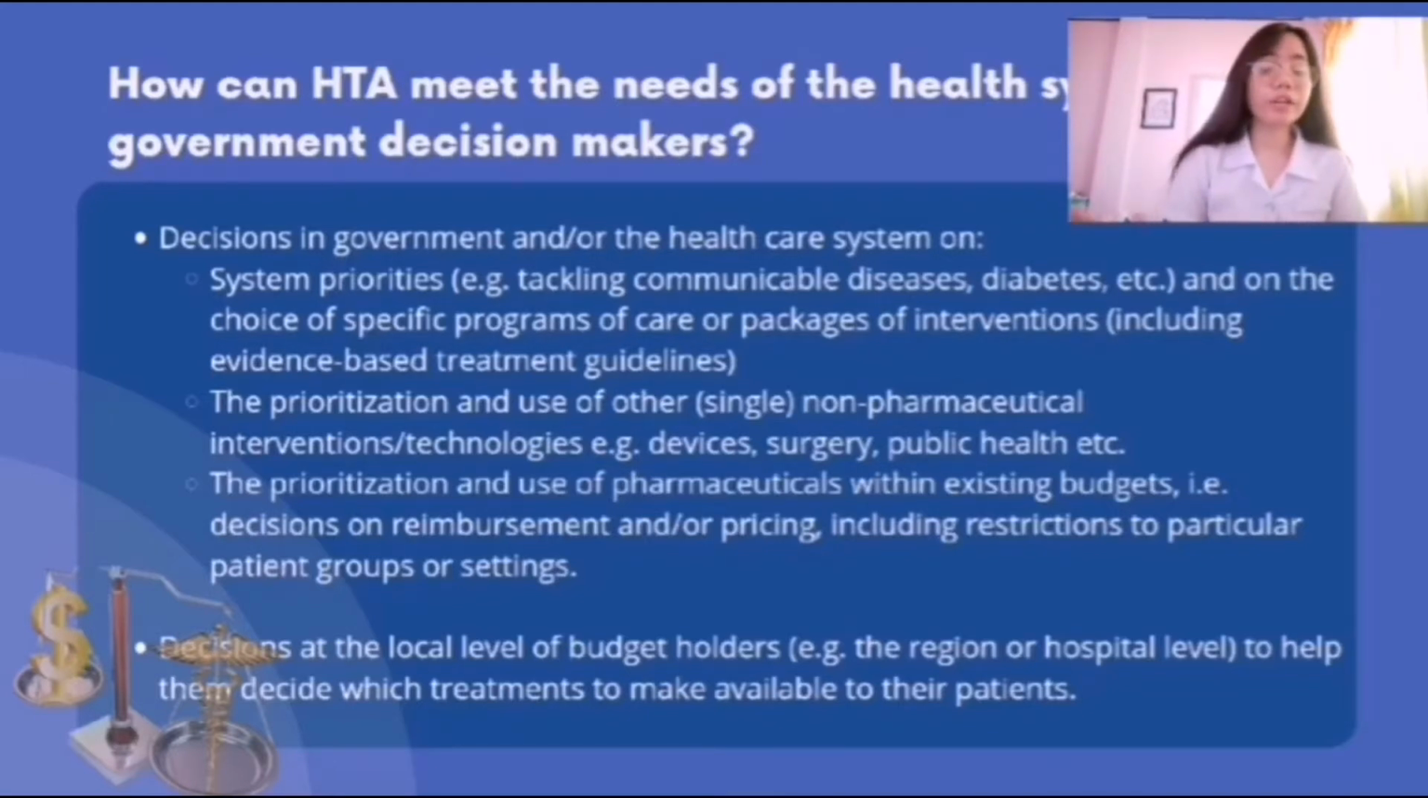For example, at the region or hospital level, to help them decide which treatments to make available to their patients. In summary, HTA could be used to inform a variety of different types of decisions, although most commonly it is used for decision making around individual technologies or bundles of technologies. And in making those decisions, the quality of the evidence used in the HTA is very important.